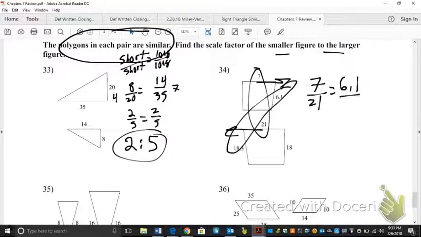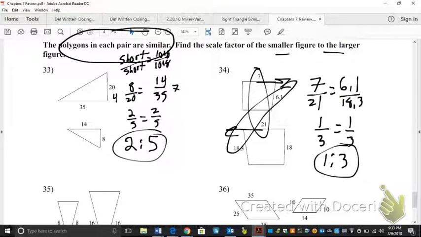If you don't do that, you're not going to end up with 1 to 3 as your scale factor. Because then you'd have 6.1 to 18, and that's not a thing. And you'd end up going, hey, those don't work together. They do. Well, not the 6.1 and the 18. Those don't work together. The 6.1 and the 18.3 do.